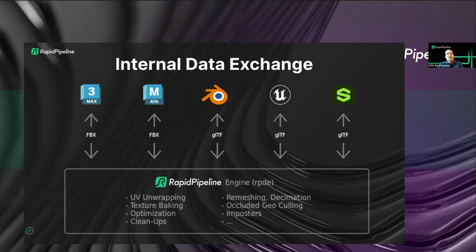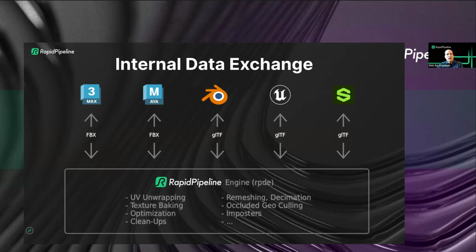And we've built front ends that work inside of 3ds Max and Maya, Blender, Unreal, and Substance Painter, and now Twin Studio. But they basically all talk back to the engine running behind it. And they send that data from the application depending on what format works best for that application.